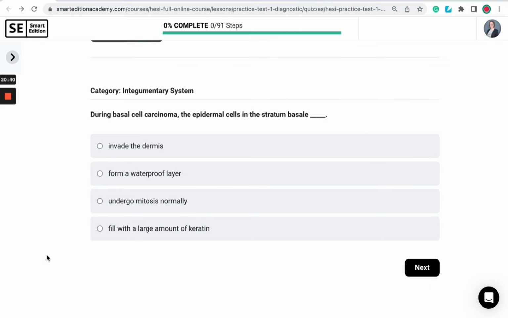During basal cell carcinoma, the epidermal cells in the stratum basale do which of the following? Do they invade the dermis, form a waterproof layer, undergo mitosis normally, or fill with a large amount of keratin?